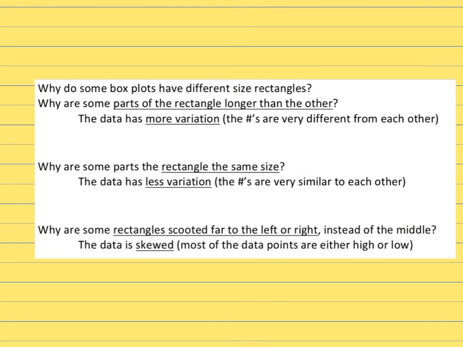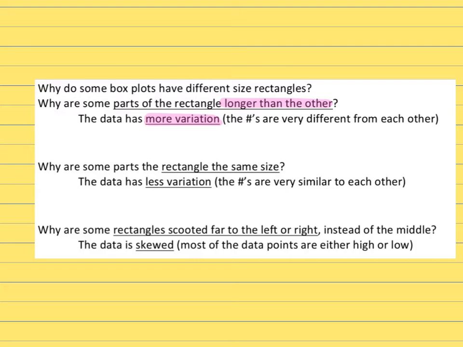So a couple things that you need to know. Sometimes the rectangles are not the same size. Some parts of the rectangle are longer than others. That means there's more variation when you have a longer rectangle on one side of the graph compared to another. Now, I think if you're in my class, this might be left blank, so you need to fill in this. If you have a longer rectangle on one side than the other, that means there's more variation in the data for that part of the graph.